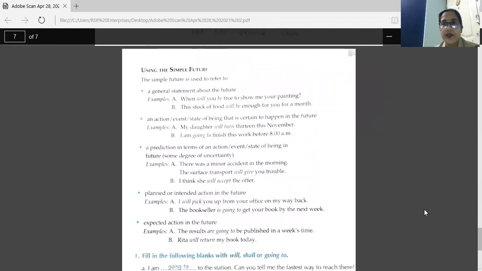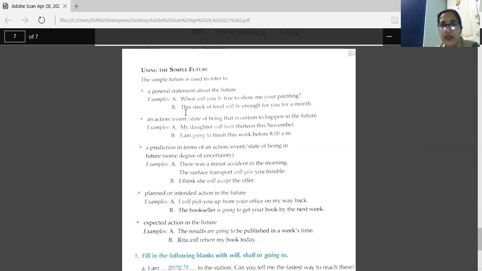Now next, where we can use the simple future tense. First one, a general statement about the future. A simple statement that this will happen at some future time. When will you be free to show me your painting? So he's talking of the future. We have will, and with that, be here.